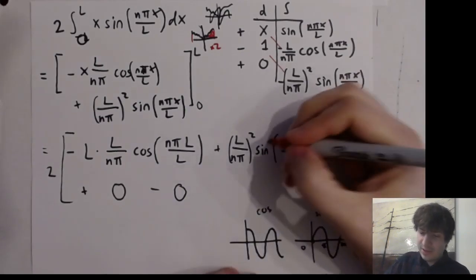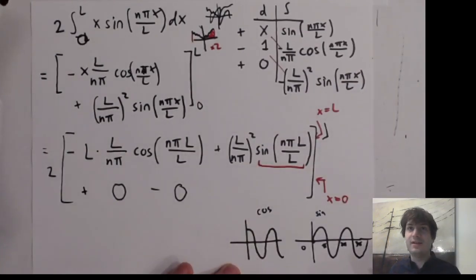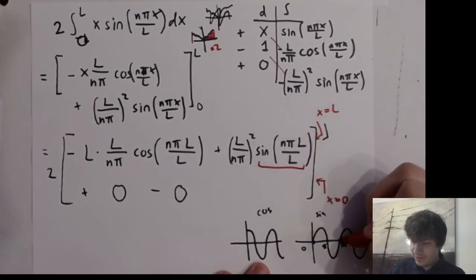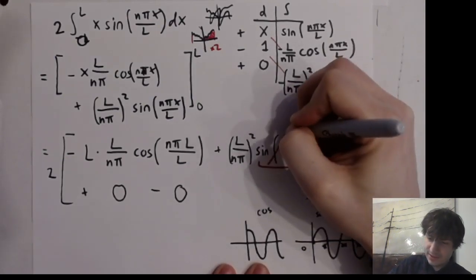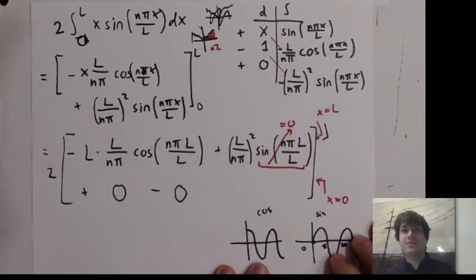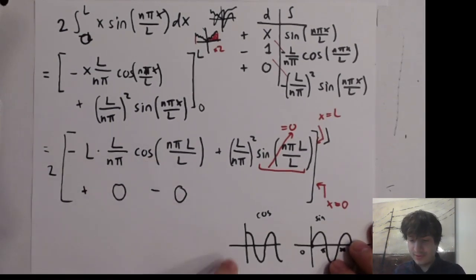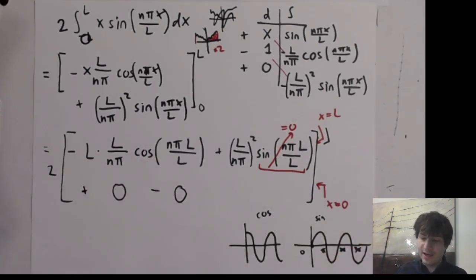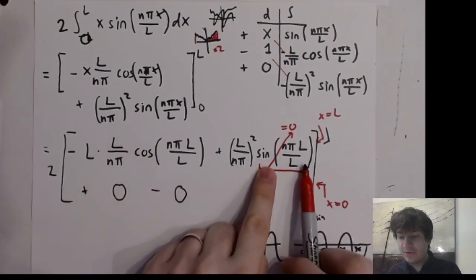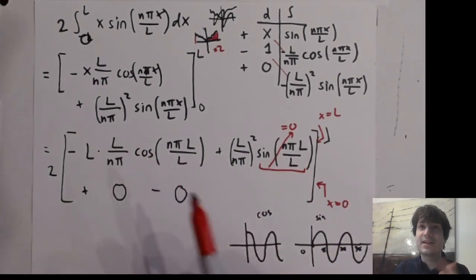So this term right here, sine of n pi L over L, is precisely one of these points where sine hits 0. So this is equal to 0. That term goes away. So we're left with this cosine of n pi L over L. Now it's important to know the graph of cosine. Sine has zeros at these n pi's. Cosine is either plus or minus 1.